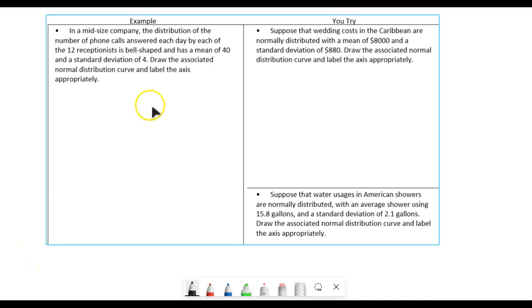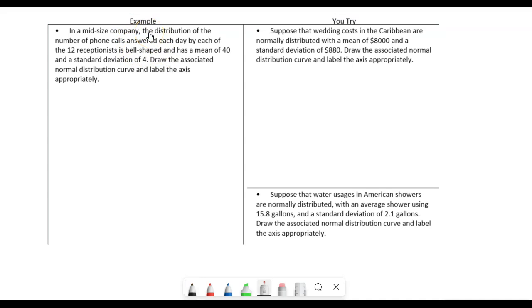Let's take a look at this question. In a mid-sized company, the distribution of the number of phone calls answered each day by each of the 12 receptionists is bell-shaped. It has a mean of 40 and a standard deviation of 4. Draw the associated normal distribution curve and label the axis appropriately.